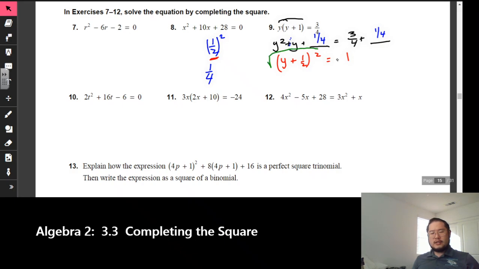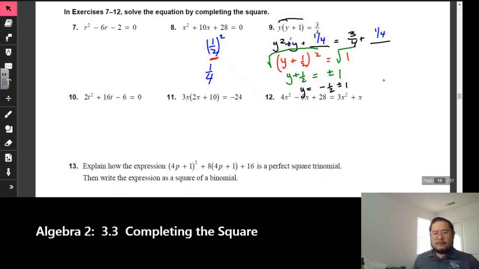We'll go ahead and start solving by square rooting both sides. So y plus 1/2 is equal to square root of 1, which is 1. And we'll put plus or minus 1. We got to get y by itself by subtracting 1/2 to both sides. So y is equal to negative 1/2 plus or minus 1.